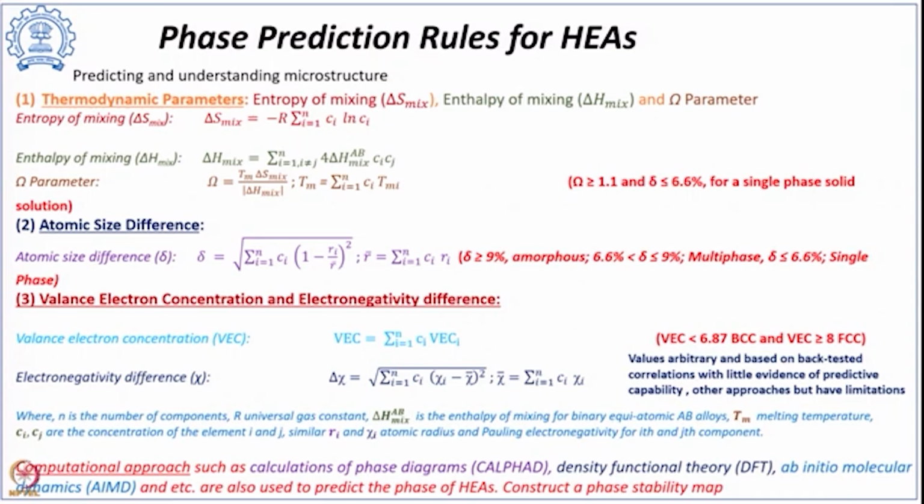is stable. However, these are the parameters which have been well reported in literature, but these values have been found to be arbitrary, and they are based on back tested correlations, and there is little evidence of their predictive capability. There are many other approaches to do that, but they have their own limitations. So, there are conflicting literature studies which report dependence on these parameters. At the same time, there are some studies which have also reported that there is little evidence of their predictive capabilities.